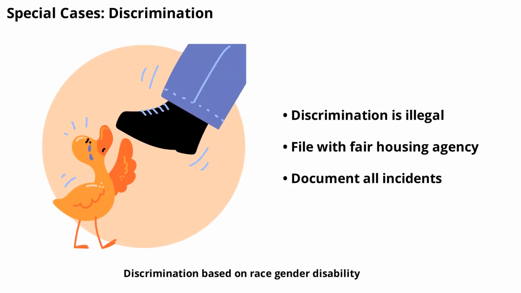Discrimination based on race, gender, disability, or other protected characteristics is illegal in housing. If you believe you've been discriminated against, file a complaint with a fair housing agency. These agencies investigate discrimination claims and can take legal action to protect your rights. Document all incidents and communications related to the discrimination for your case.